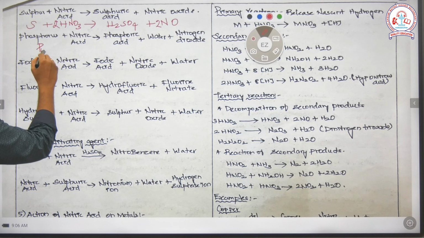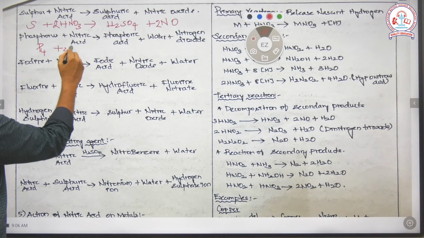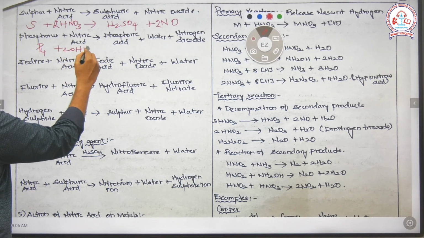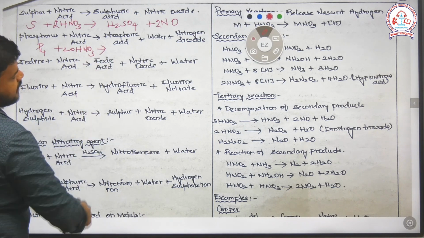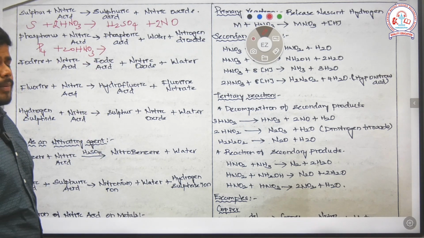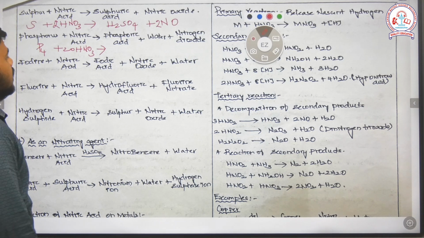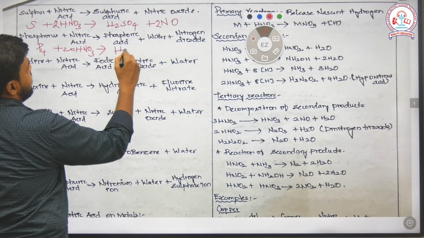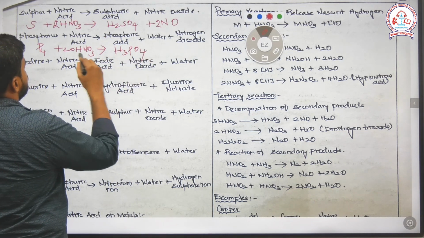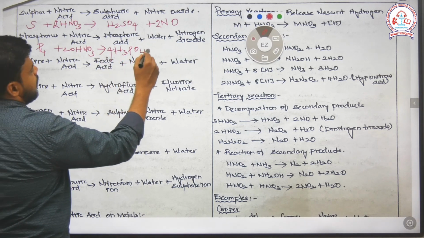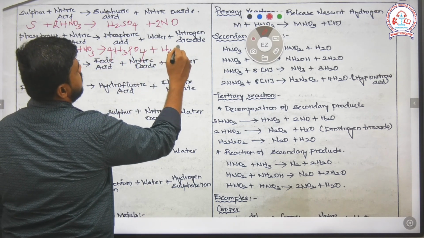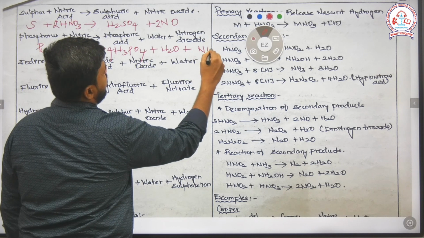Phosphorus reacts with nitric acid in the ratio of 1:20. You need to have it in mind because stoichiometry will take almost 15-20 minutes to complete for you people all. See, phosphoric acid is H3PO4. So phosphorus there is 4, here it is 4. So water molecule is H2O, then nitrogen dioxide NO2.